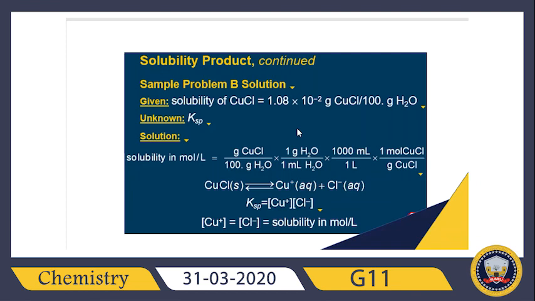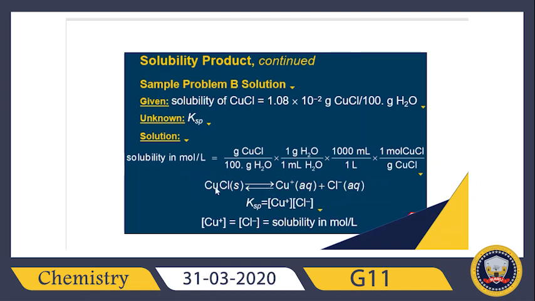You can convert the grams of the solid alone into moles, and convert the grams of water into liters alone, and then combine them together, or you can just follow these plans and convert everything together. Okay, so guys, now as I said, we need to write the balanced equation that represents the dissociation of the solubility of the copper chloride.